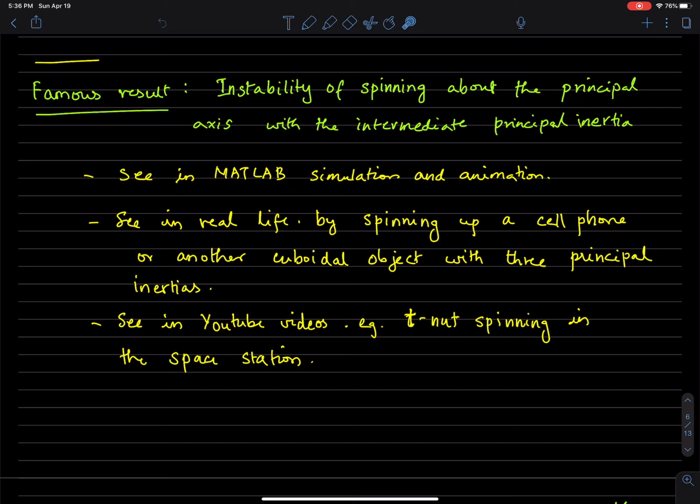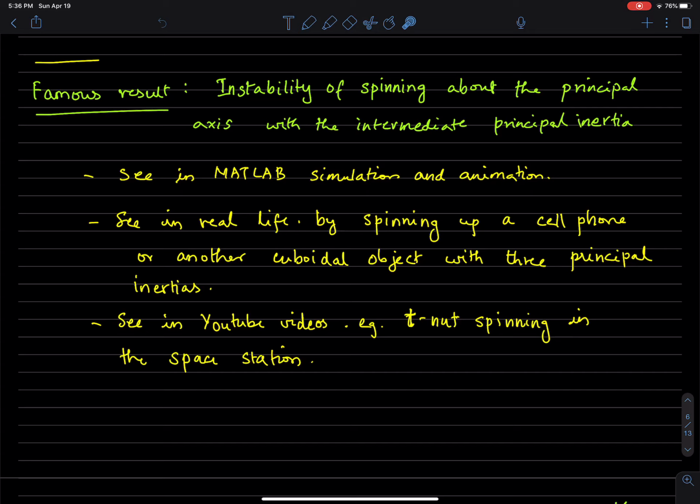Like I said, there's lots of YouTube videos that you can watch. If you want to watch one, you should Google something like T-handle spinning in the space station or something like that, and you'll see really interesting videos. In one of the future videos, I'll play that and put that in a video lecture.